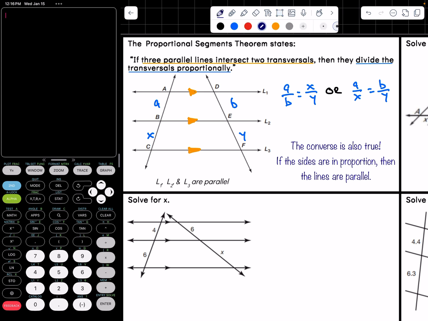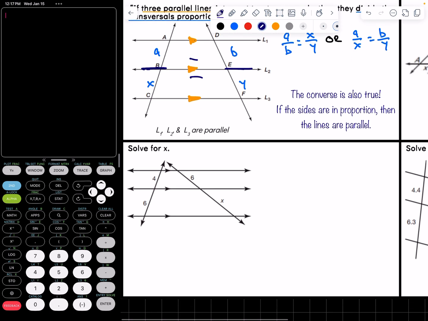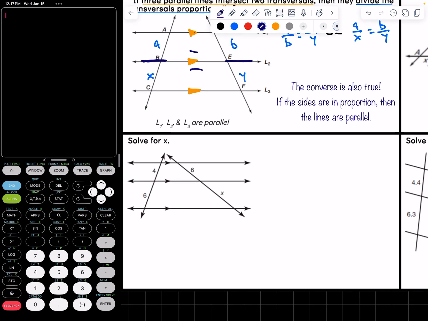The way I like to see it best, okay, that makes sense to me: we've got that, we've got that, we've got that right there. Okay, so A over X equals B over Y. To me, that makes the most sense. That middle transversal kind of splits it up for me. So let's utilize some of that information to help us solve these questions.